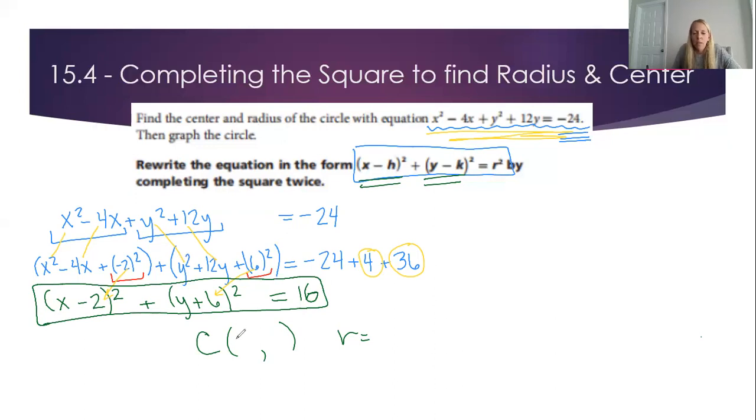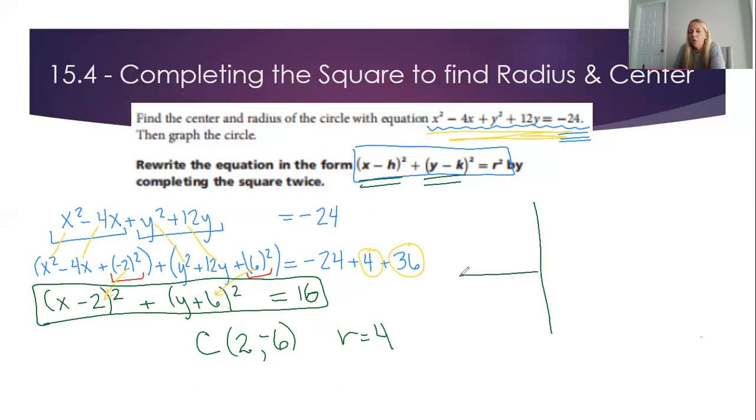The x value is +2. Remember, it's always the opposite. Y value is -6. This is radius squared. So the square root of 16 is 4. And now we would be able to graph this circle.